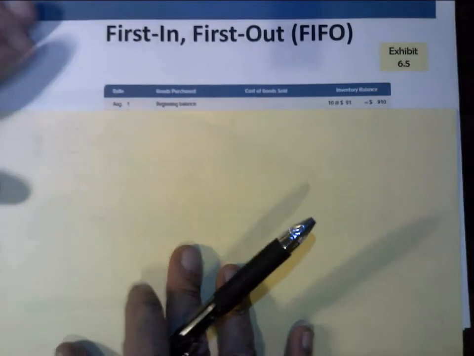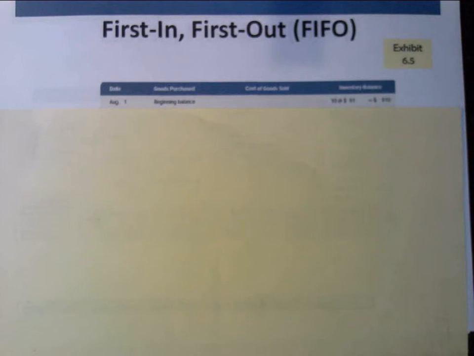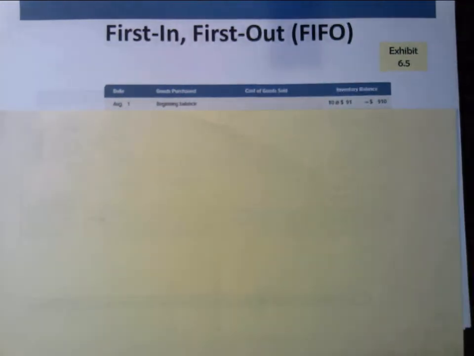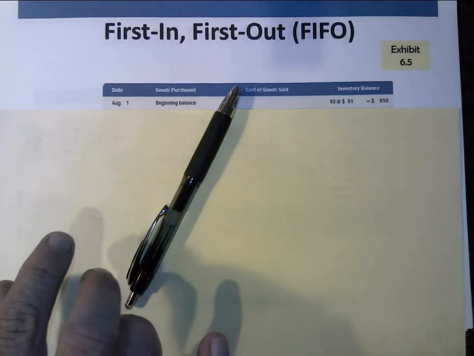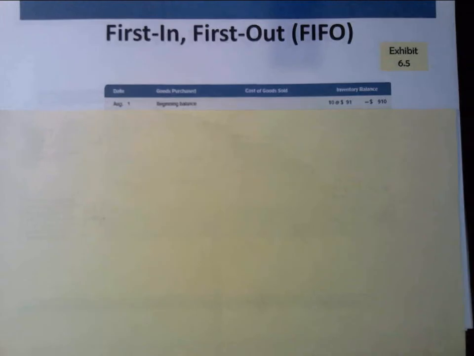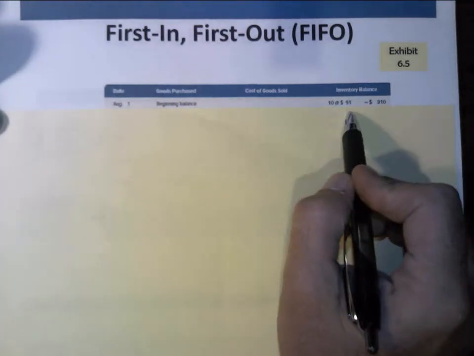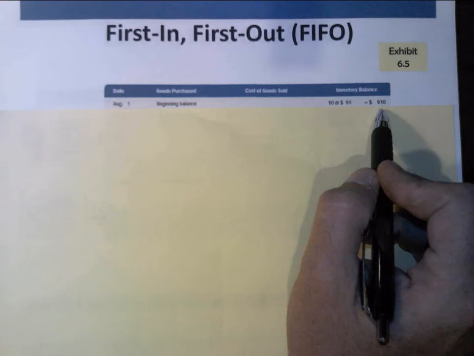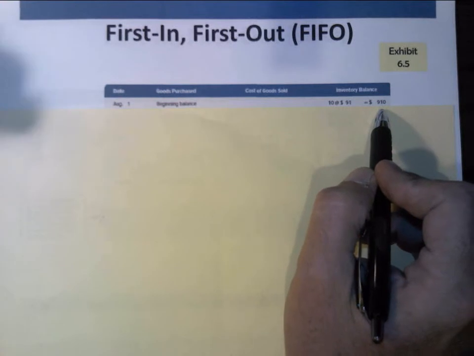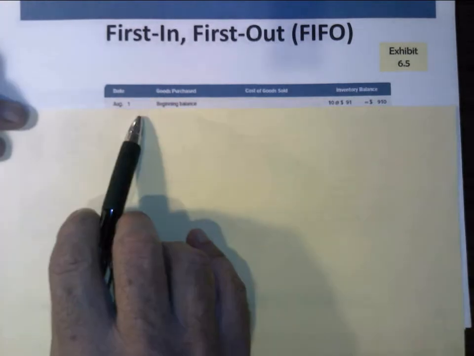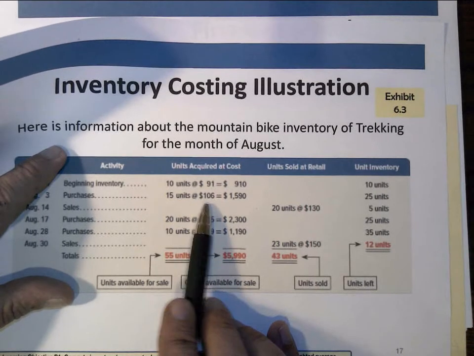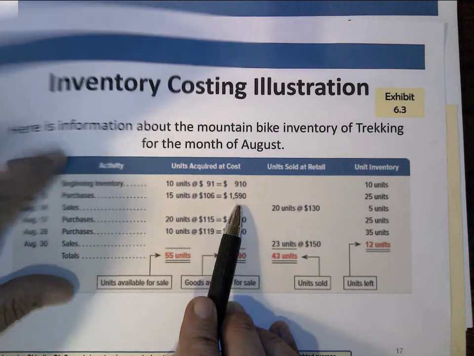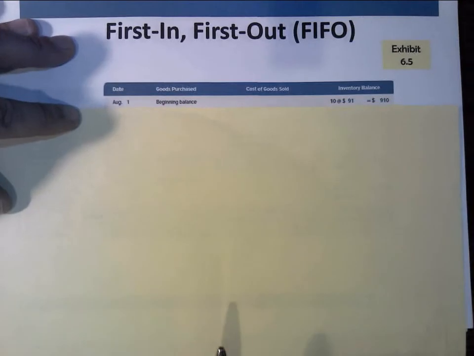So the first thing that happens is, I'm going to zoom in on that a little bit and give you a better look. So that's what we start with, right? Now, we have 10 units at $91, so our total inventory balance is $910, right? Now, on August 3rd, we buy 15 more units, and the cost of those is $106 each, for $15.90, right? So now watch what happens. This is very important.